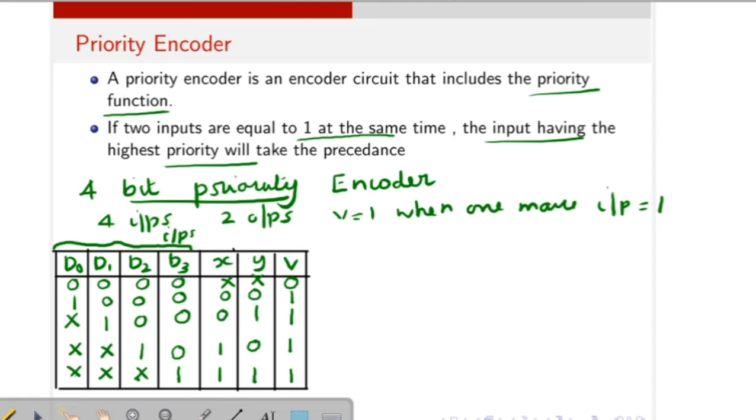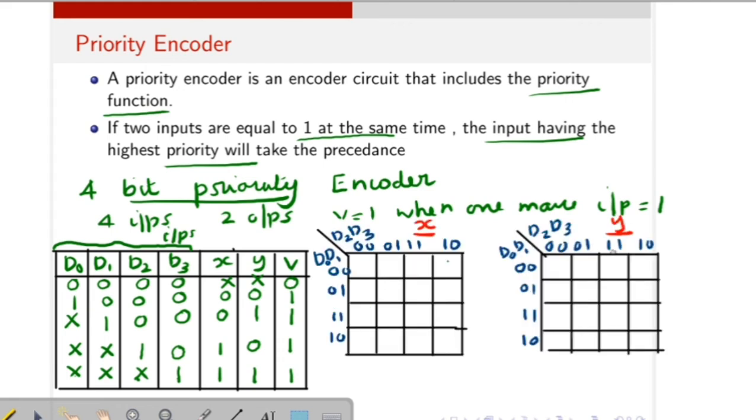Next we can draw the K-map for X and Y. Here there are 4 inputs, so we have to draw the 4-variable K-map. So this is the K-map for X and Y. X is equal to 1 when D2, D3 is equal to 1, 0 and D0, D1 are don't cares. And D3 is equal to 1 and all other inputs are don't cares. So D2, D3 equal to 1, 0 means this column. Here we didn't consider D0, D1, so all are 1.